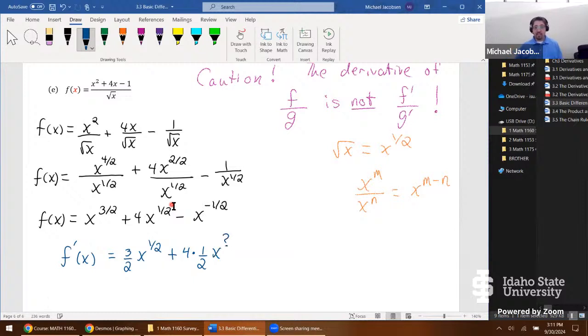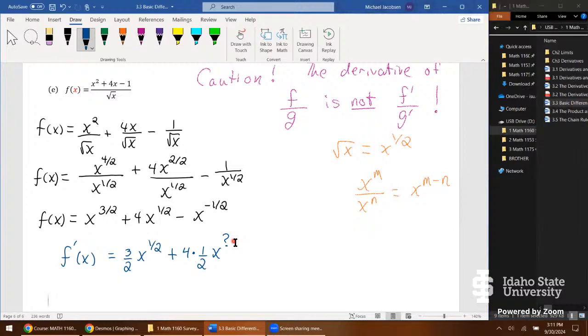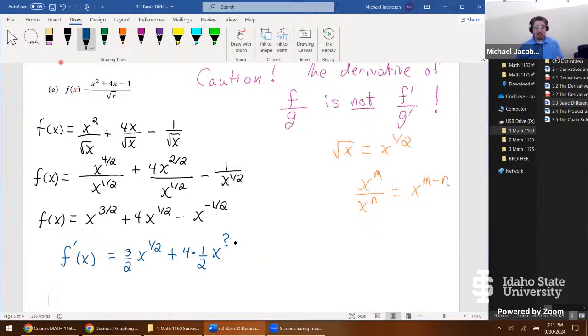Any volunteers for the new exponent? That would go right here. Negative 1/2. Yeah, absolutely. Thanks for catching that, Dana, or calling that out, I mean. So you're subtracting 2 over 2, and you'll get a negative 1/2. Good call.